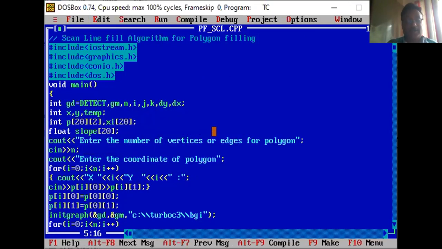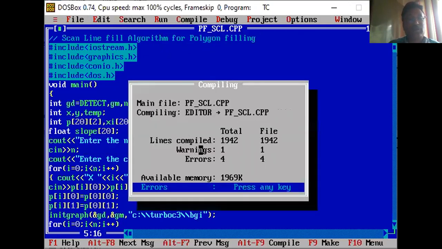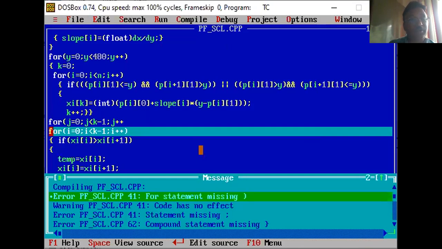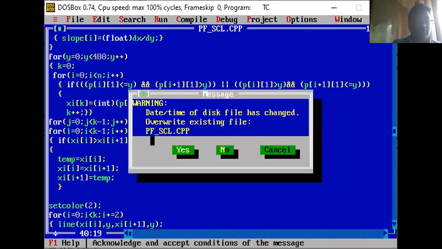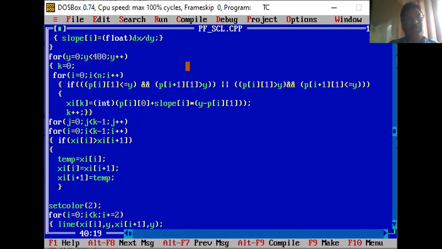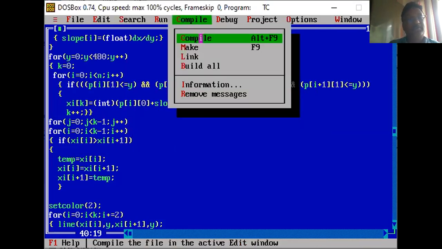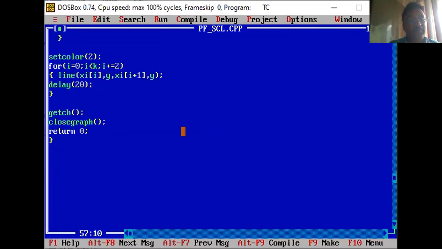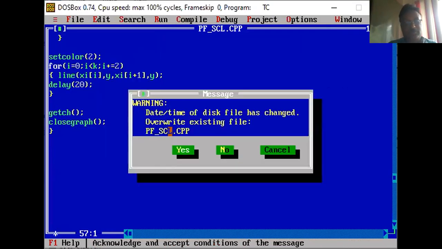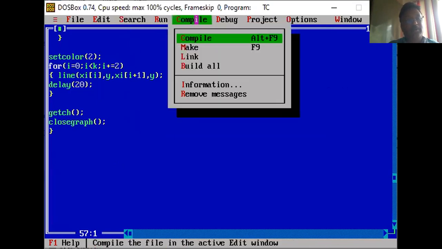Okay, now again I have to compile it. That shows 4 errors. What are they showing as errors? Missing bracket. Missing bracket where? Yes, that's the j loop I have considered, but I have not put the bracket. So you must put the bracket here. So again compile it. Again showing 3 errors. Main can't return a value. Okay, so you may return 0 and then blank.